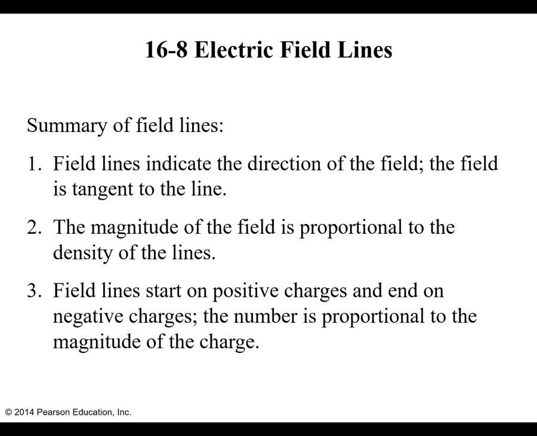So a quick summary of electric field lines. Field lines indicate the direction of the electric field anywhere around a charge, the electric field itself being a field of influence on any other charges that might be out there.